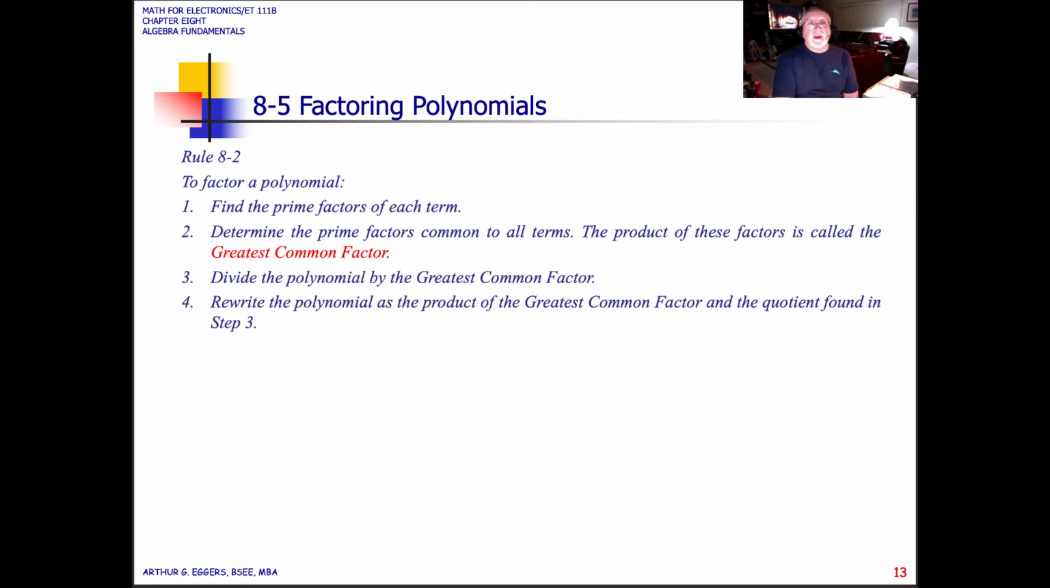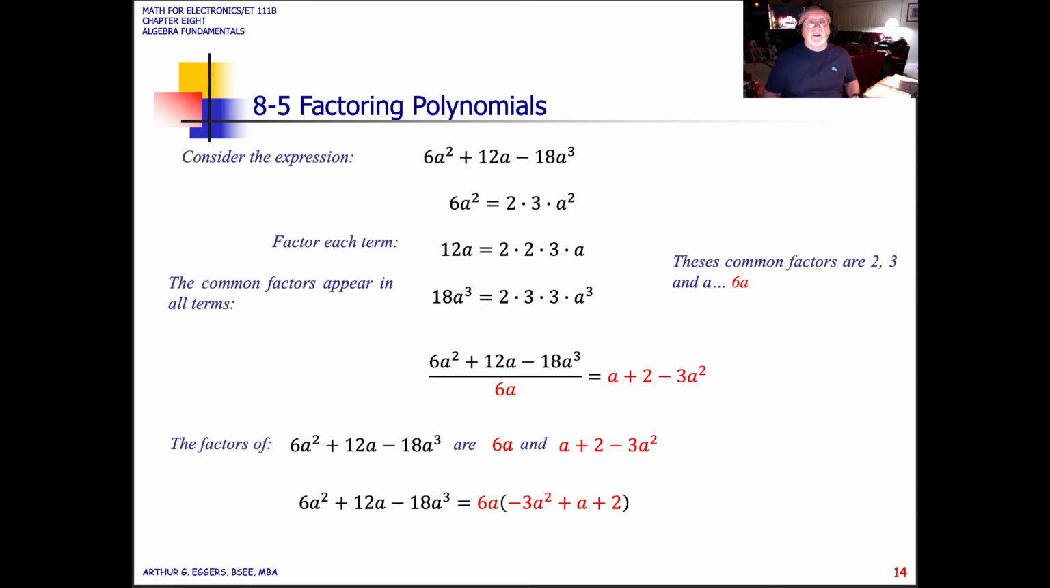Rule 8.2: in factoring polynomials, we find the prime factors of each term. Then we determine the prime factors common to all terms. The product of these factors is called the greatest common factor. Divide the polynomial by that greatest common factor, and then finally rewrite the polynomial as the product of the greatest common factor and the quotient found in step 3. So let's take a look at an example.